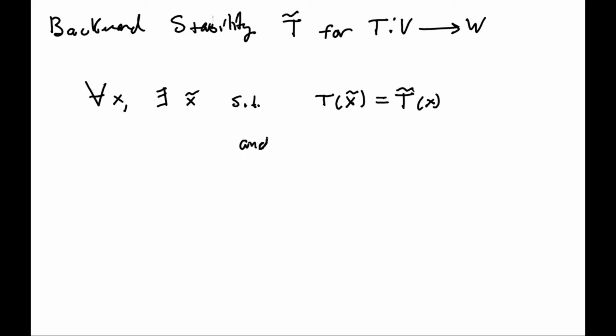And of course, we want the two inputs to be close together. So we want (x tilde minus x) over norm x to be on the order of machine error.